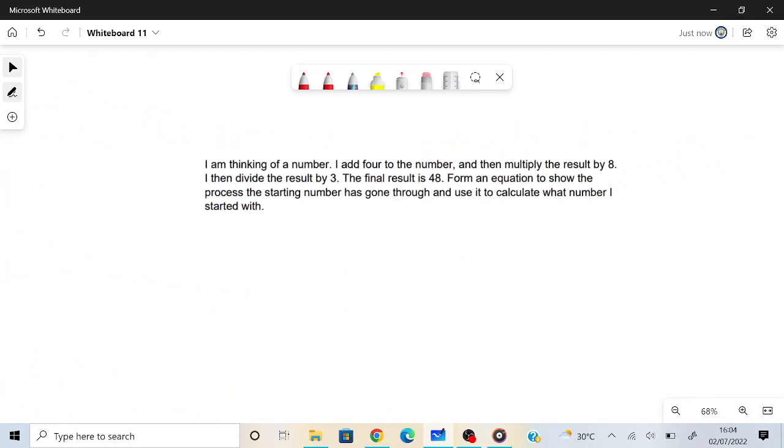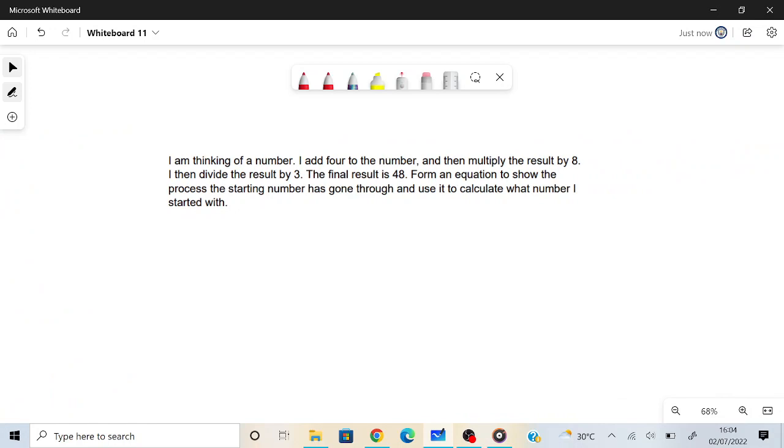On to the next one, and this is the sort of question I was explaining before I started going to the examples, the ones with numbers. This one says, I am thinking of a number. Okay, good to know. I add 4 to the number and then multiply the result by 8. I then divide the result by 3. The final result is 48.